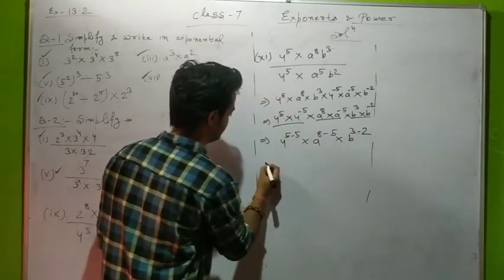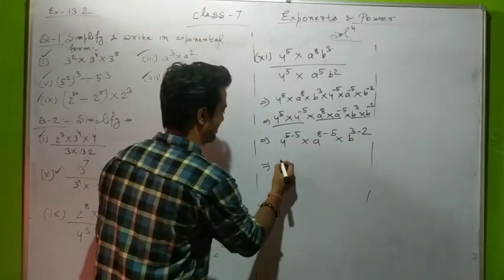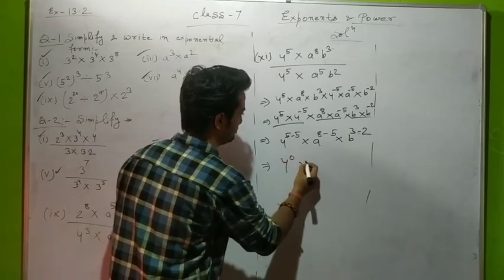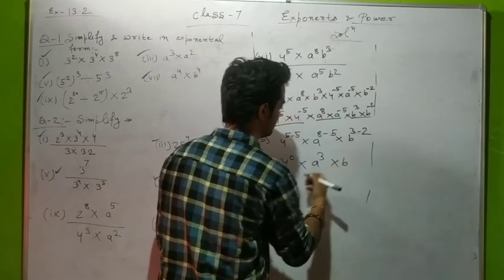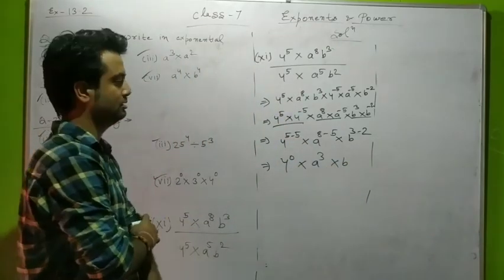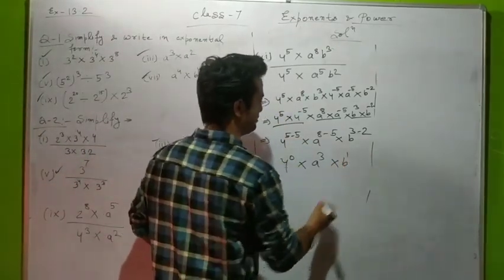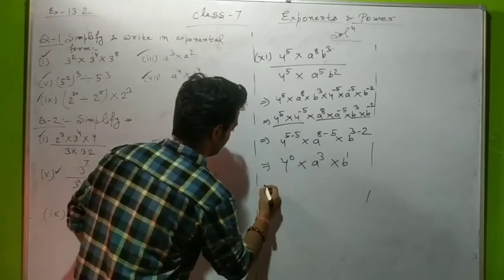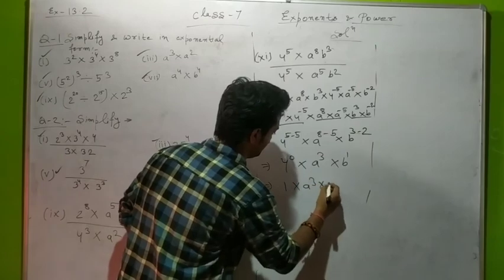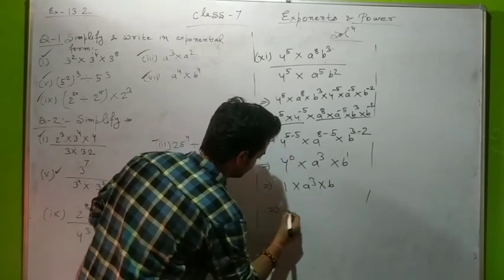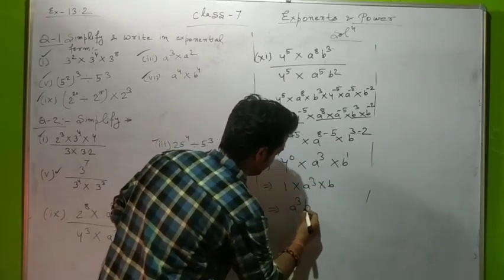5 minus 5 again gives us 4 raised to the power 0. This gives us a cube and this gives us b power 1. Okay, b power 1 can be written b only also. 4 raised to the power 0 is 1 into a cube into b. So our answer is a cube b.